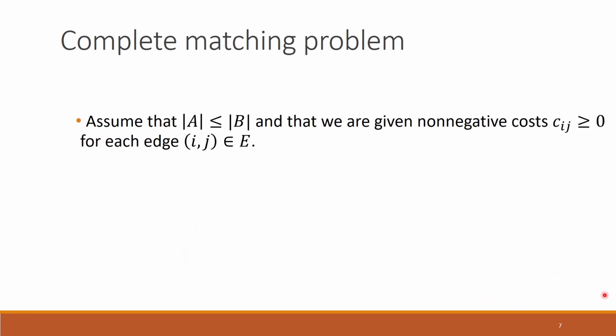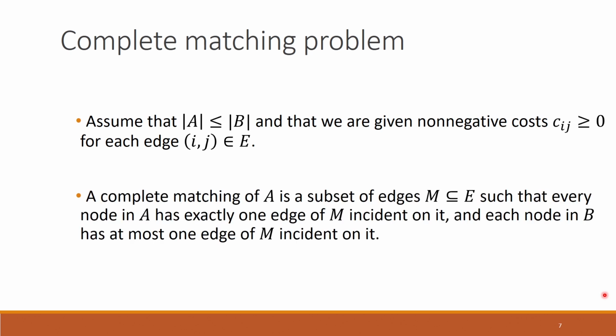What we will be assuming is that one of the sets of nodes, A, has size less than or equal to the other set B, and we are given a non-negative cost Cij for every edge that is present in this edge set. A complete matching of A is a subset of the edges M from the set of all edges E, such that every node in A has exactly one edge of M incident on it, and each node in B has at most one edge of M incident on it.